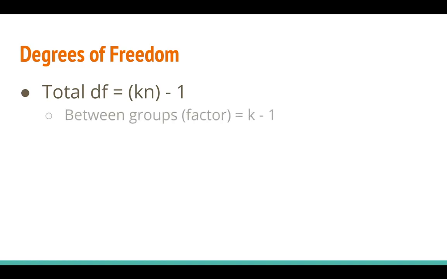Degrees of freedom. There are different degrees of freedom. The total is K, which is the number of groups, times N, which is your number of participants, minus 1. The factor degrees of freedom is K minus 1. So if we had 3 groups, 3 minus 1 is 2. Our degrees of freedom would be 2. The between persons degrees of freedom is N minus 1. But you don't need to worry about this one. You're never going to have to report this one. This is just sort of the overall degrees of freedom that we're used to seeing, N minus 1.